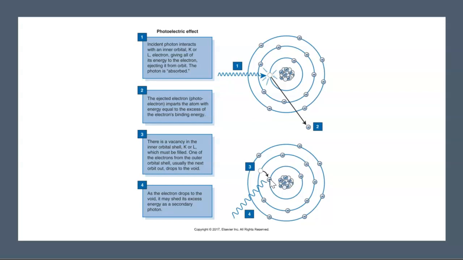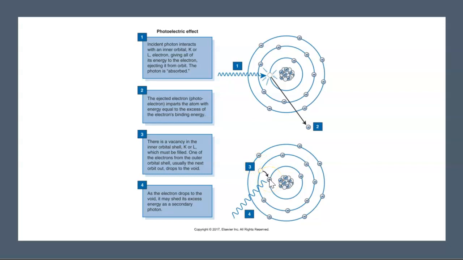So photoelectric effect or photoelectric absorption: the incident photon comes in and is completely absorbed by a K or L shell, typically K. It spits out this photoelectron, so photon in, electron out, and then we have the characteristic cascade with secondary photons at the energy level of the binding energy difference between the two.